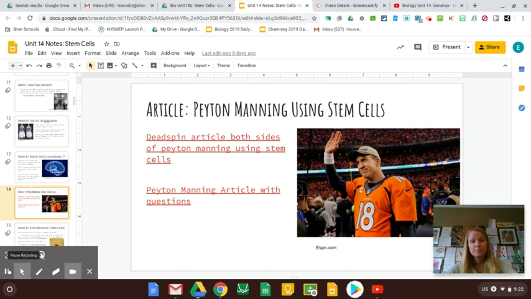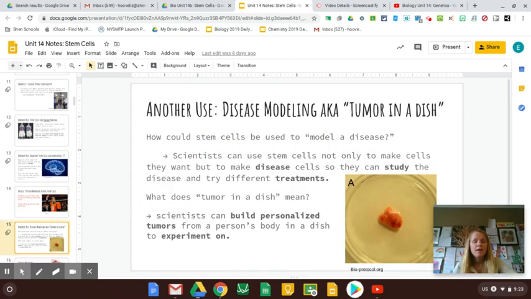If you want to read more about that, there are some interesting articles there. One of them's from Deadspin, so it's kind of funny. If you want to start thinking now, we're going to talk about the downsides of just inserting stem cells into your body, cells that can become anything, just sticking them in there and hoping they do the right thing. There are definitely some dangers and downsides.